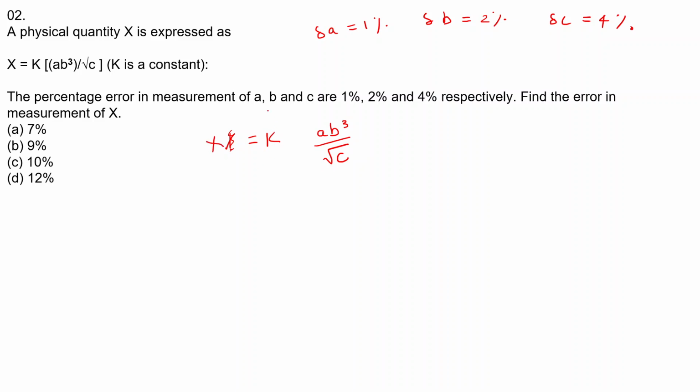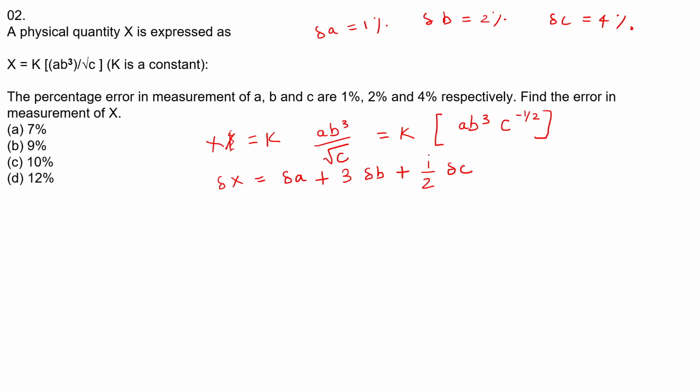Okay, so K is a constant, so it doesn't contribute to the error. So relative error in X will be relative error in A plus relative error in B, and since it has power 3, it will become 3 times relative error in B. Just to make it clear, it will be A B to the power 3, and this is root C, that means C to the power half, right? But this is in denominator, so when I bring it to numerator, it will mean like this, just to simplify. K anyway doesn't contribute, so we have removed it, and this is relative error in A plus 3 times relative error in B, and since it will be added, half times relative error in C.